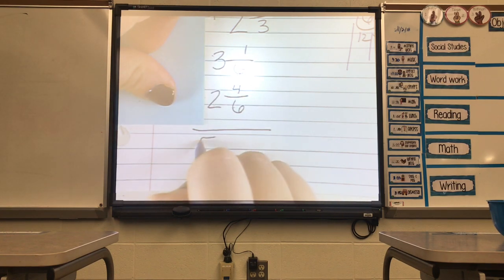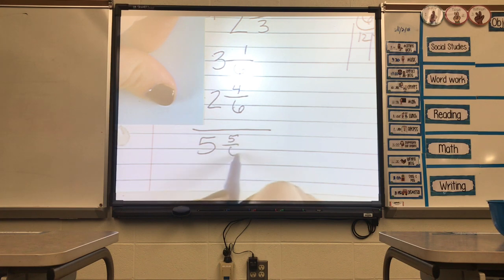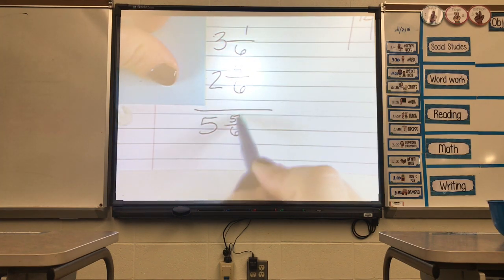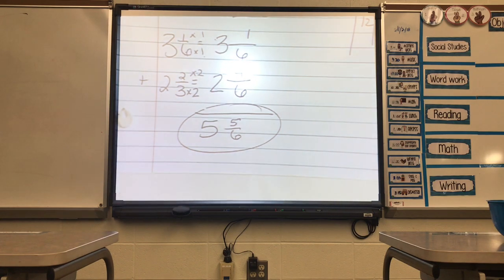3 plus 2 is 5. 1 plus 4 is 5, and my denominators stay the same. This is not an improper fraction. This is a good fraction, so I am done there. And that is how you can add fractions.